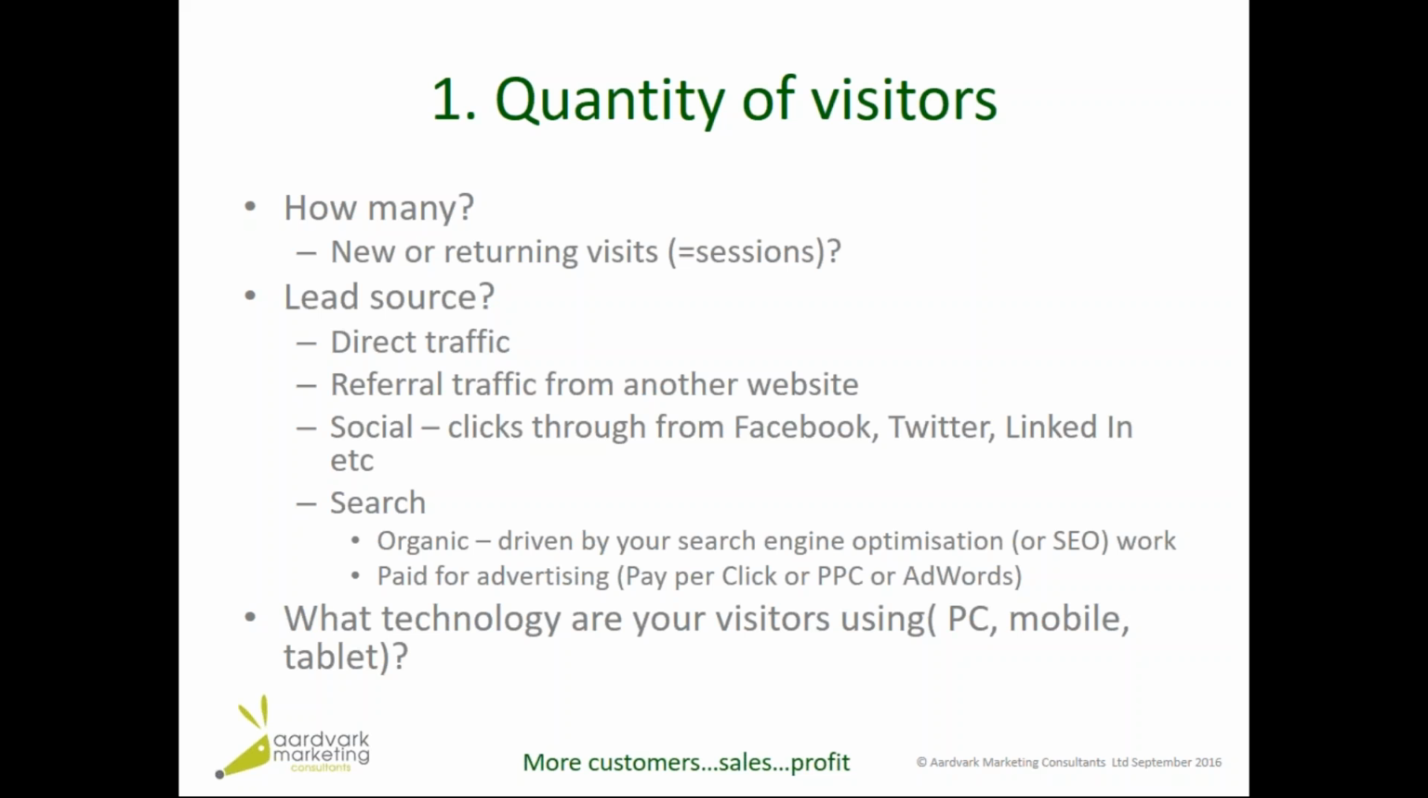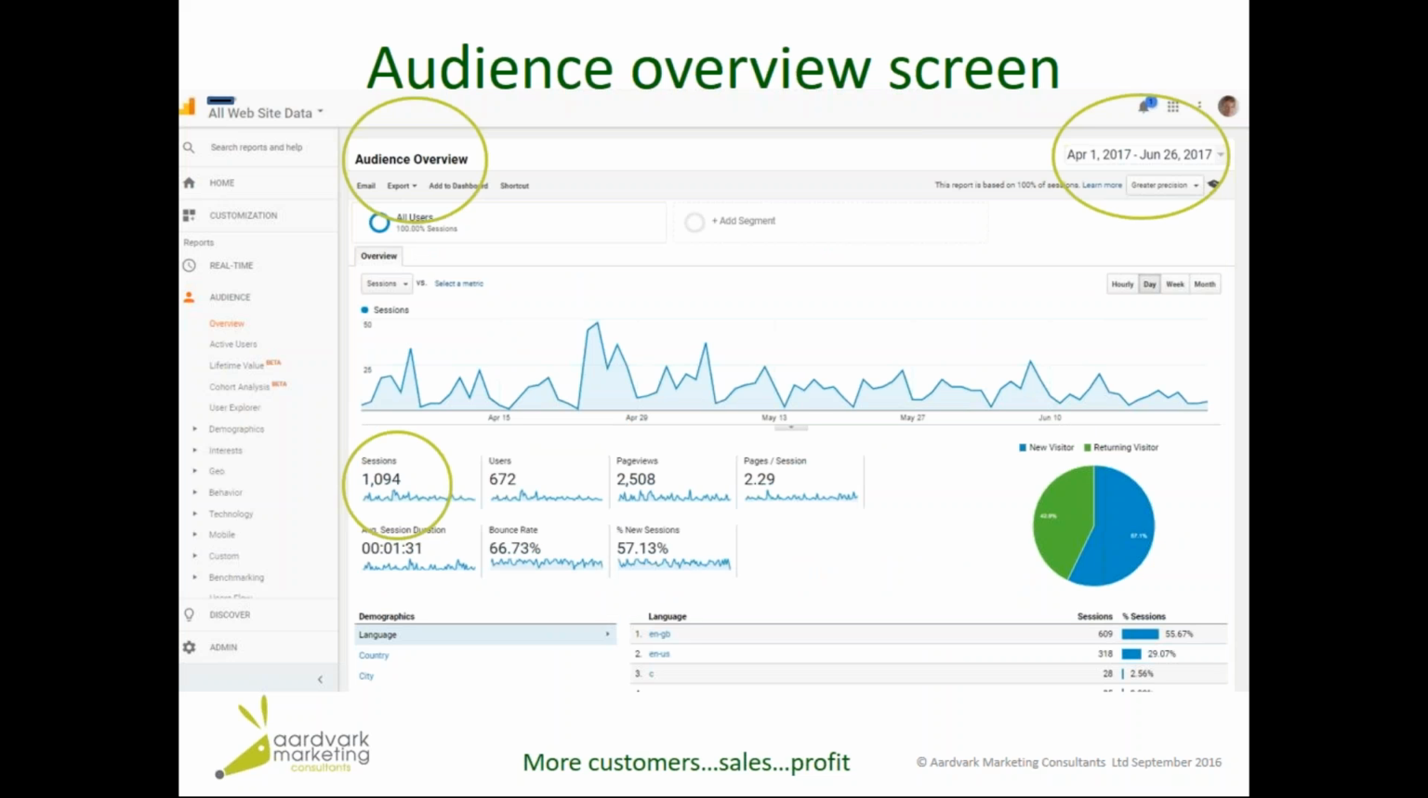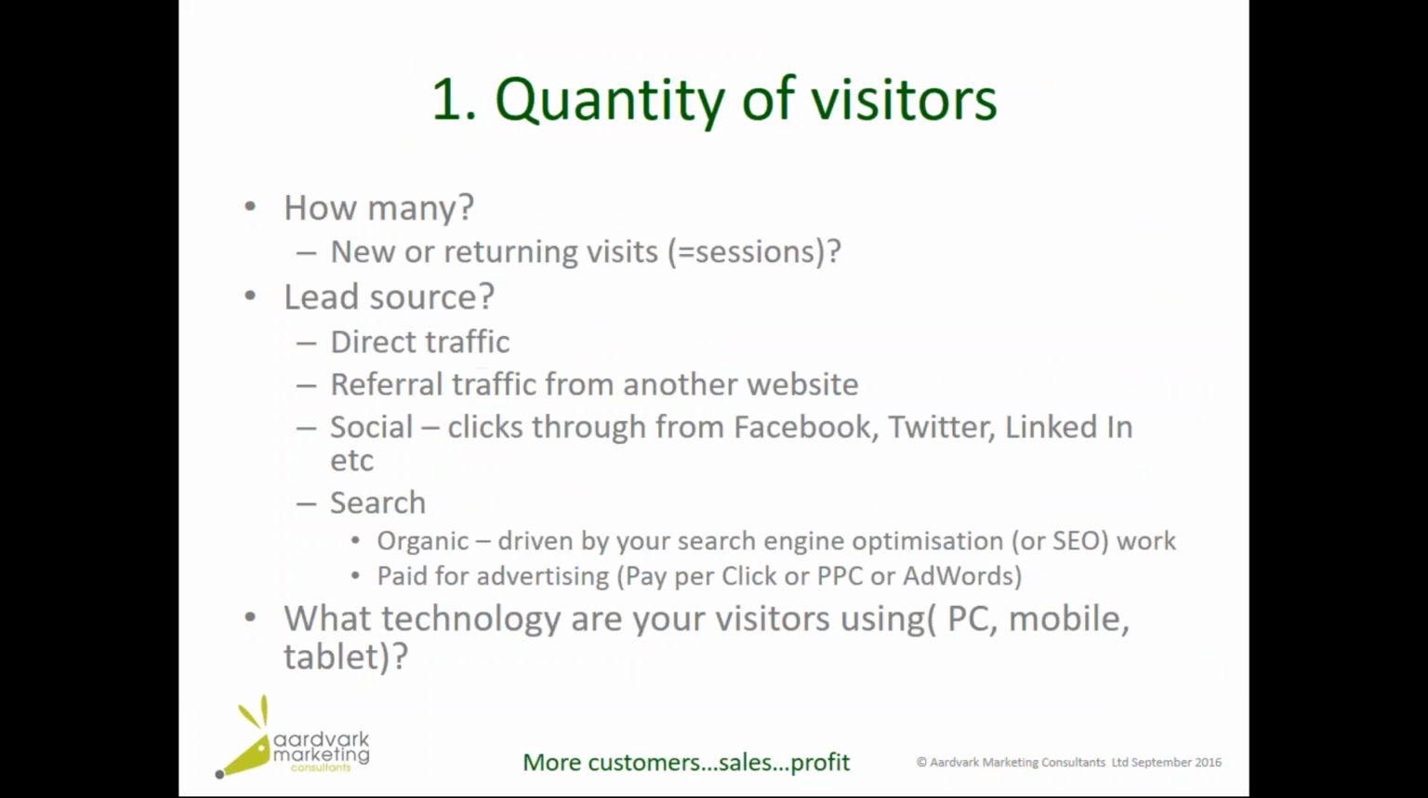Okay, so we've got new or returning visits or sessions. You've got the users, and the new or returning is the bar graph on the right hand side, the green and the blue. A new visitor is somebody who's never been on your website. A returning visitor is somebody that's been on your website previously. So that's where we find that information.